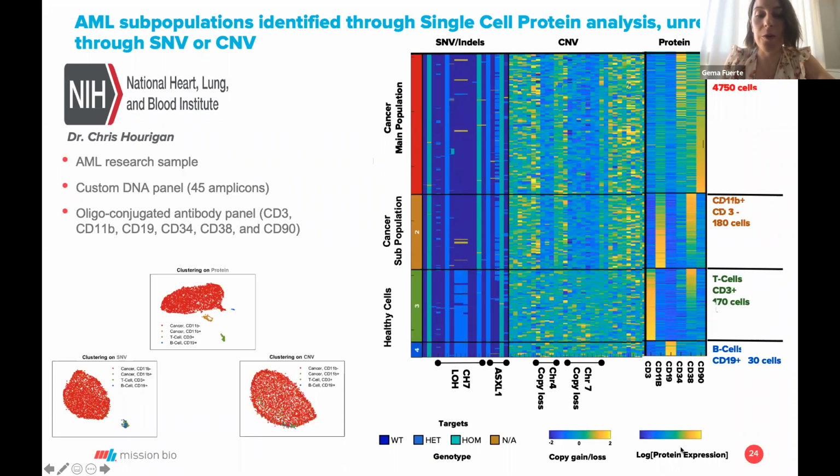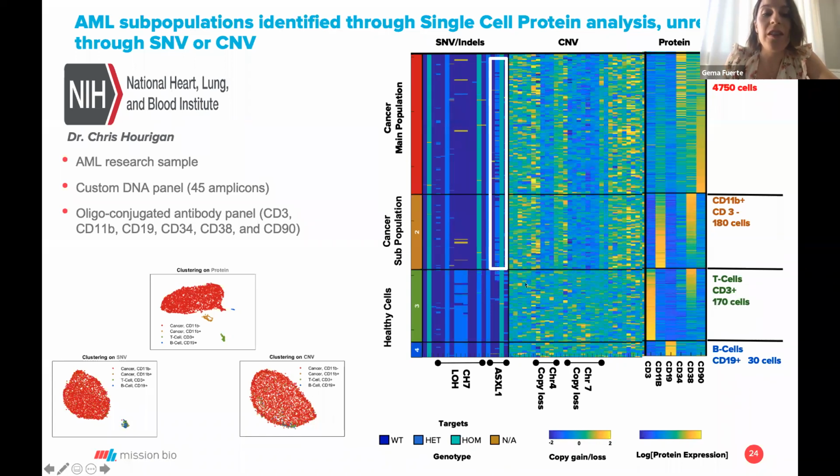You see here the color code for the protein expression. Yellow means high, blue means low. We also have copy number, right? So for the copy number information, yellow means a gain, and dark blue is a loss. And we also have the genotype, SNV, and indels. So dark blue is wild type, light blue is heterozygous, turquoise is homozygous. So let's just look at this SNV first. The genotype information first.